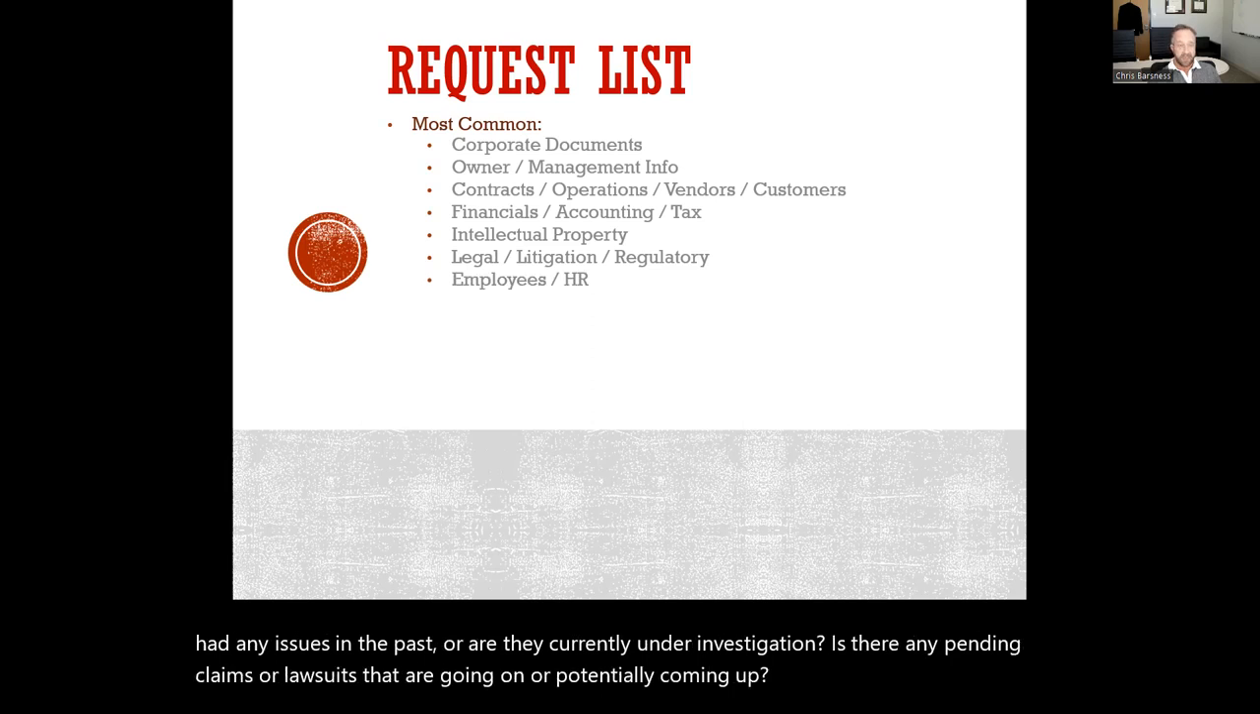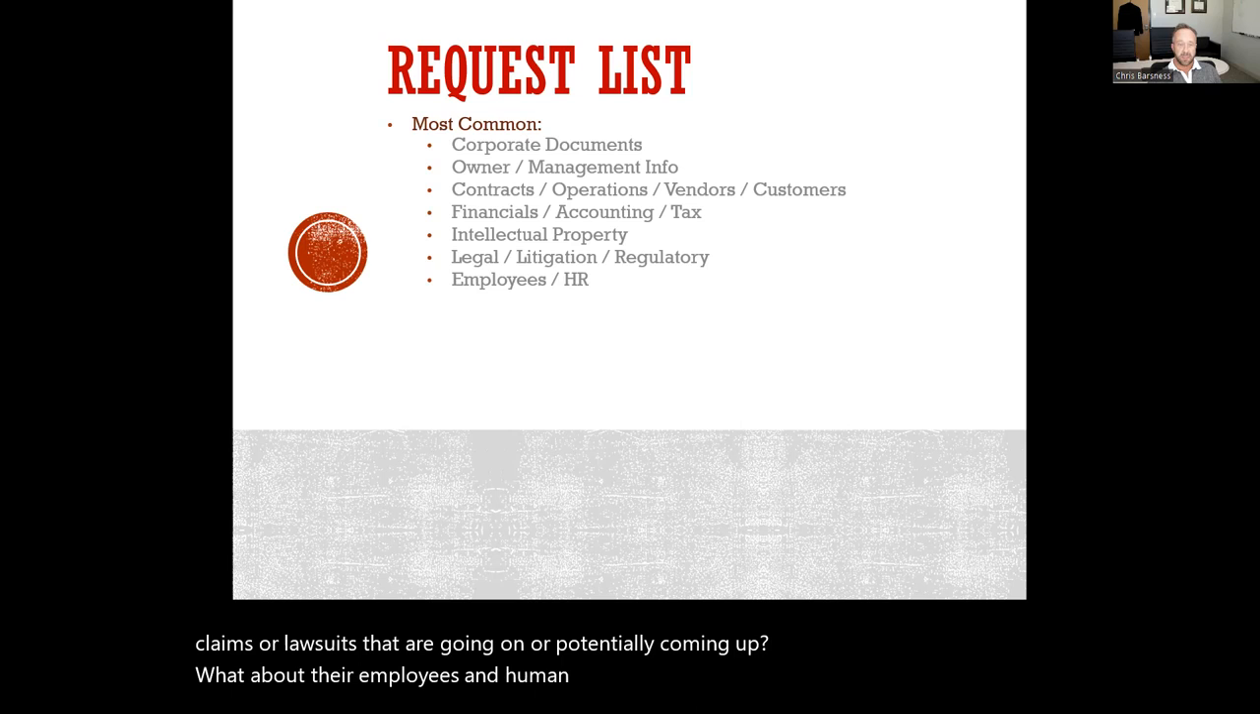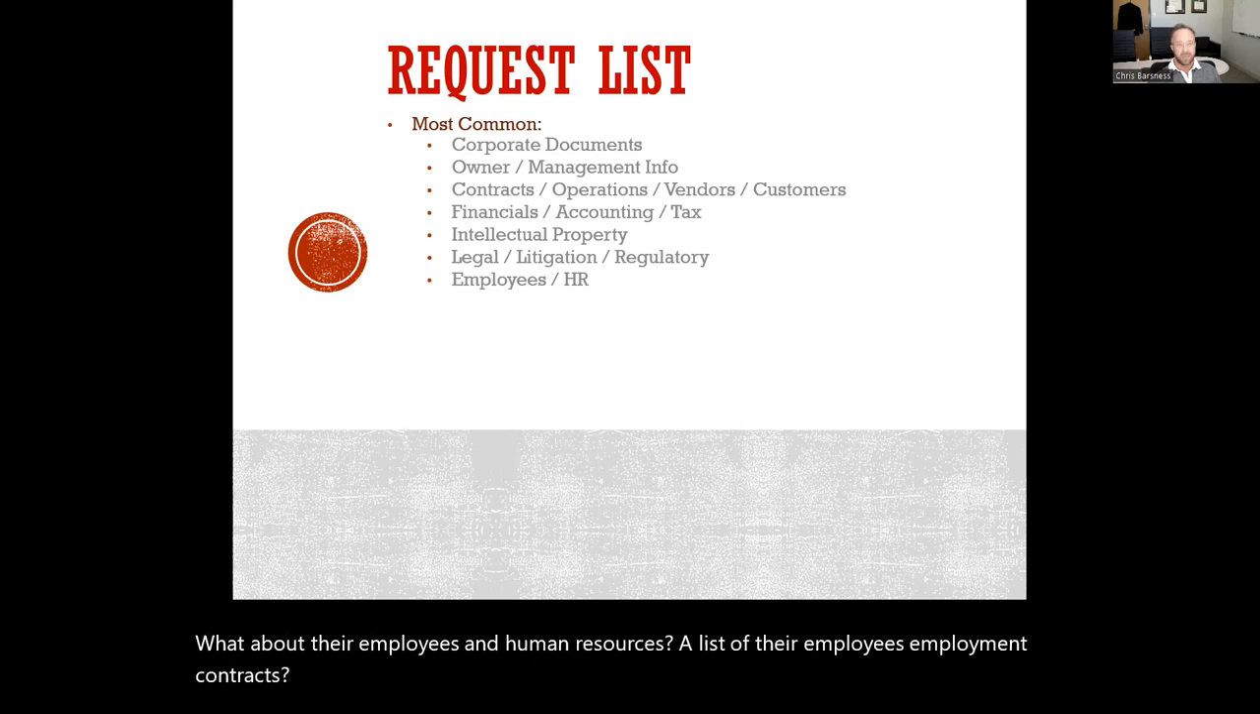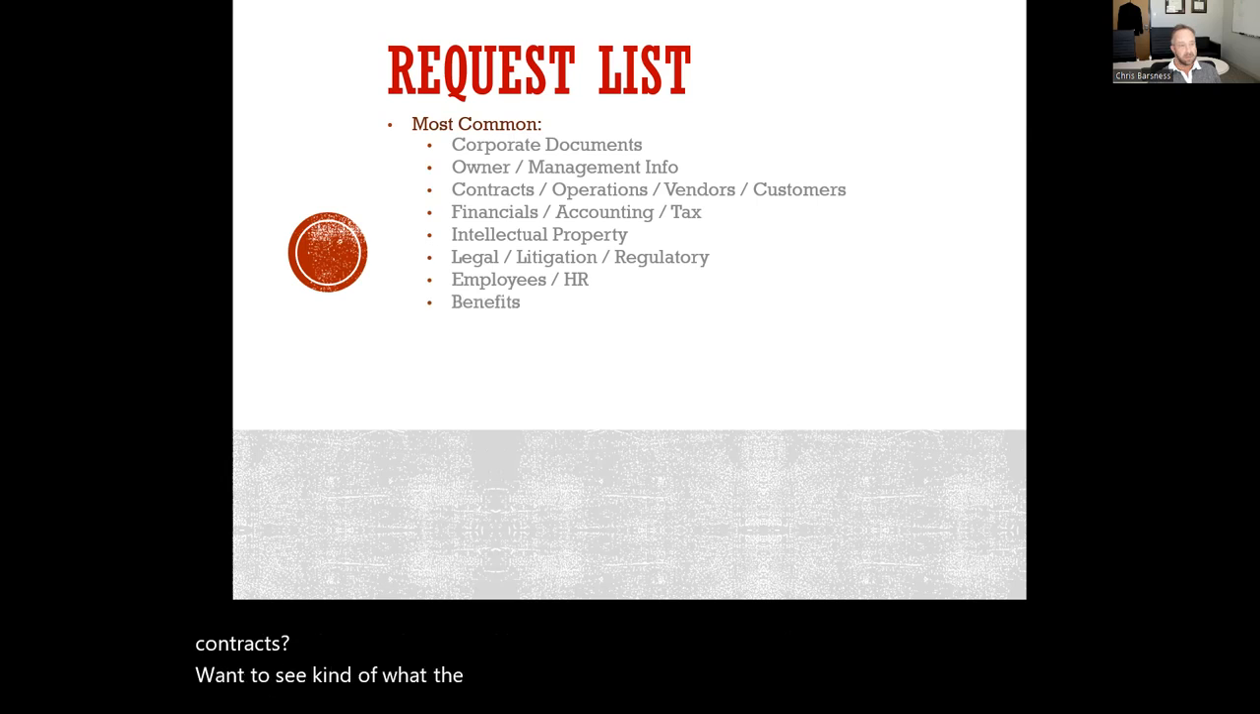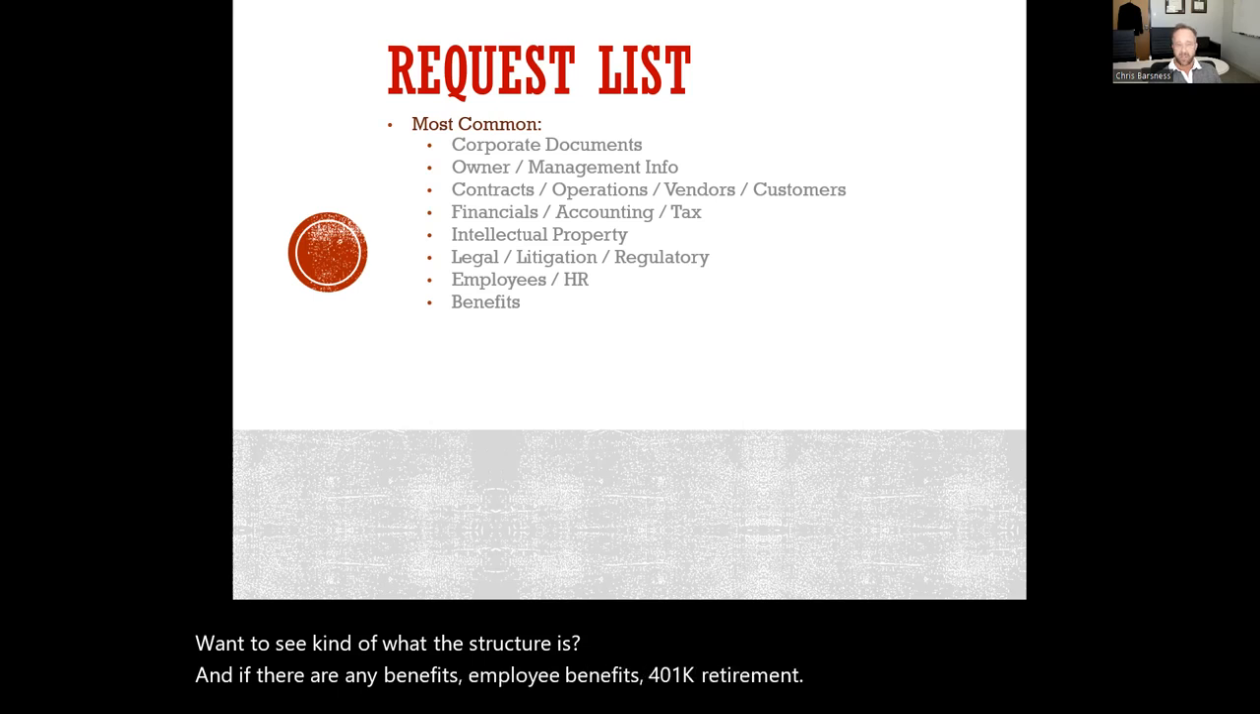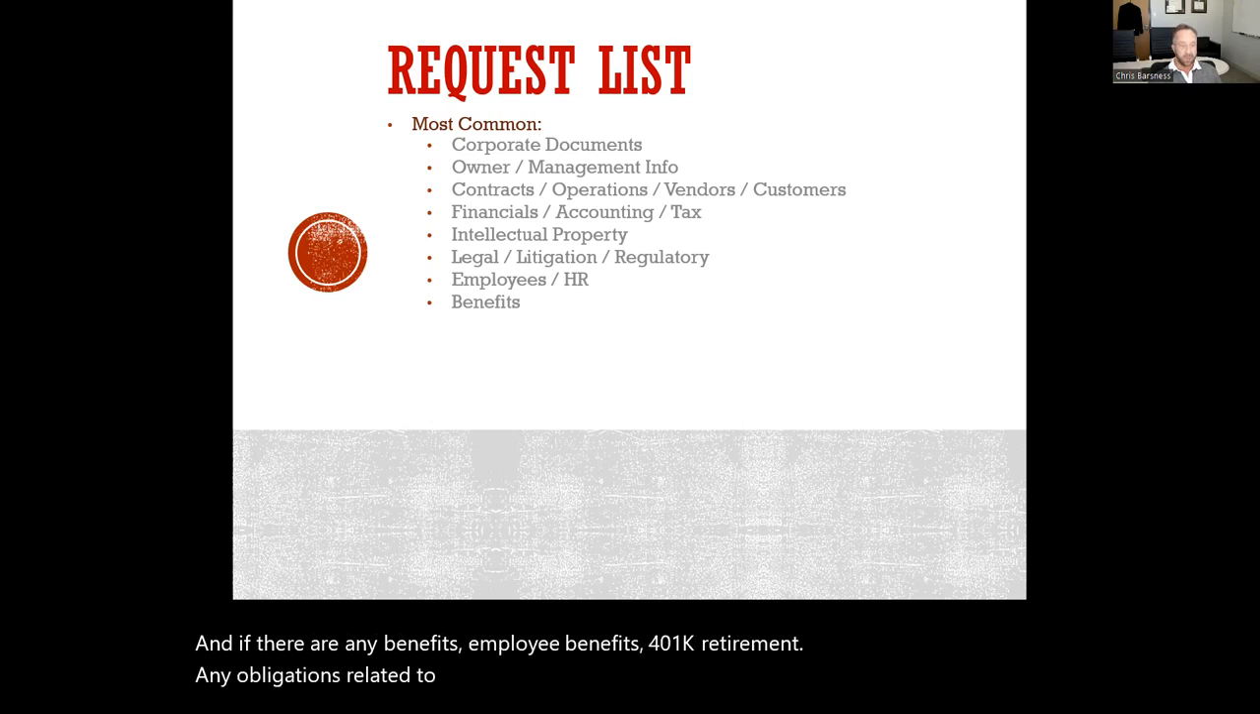What about their employees and human resources? A list of their employees, employment contracts. Want to see kind of what the structure is. And if there are any employee benefits, 401k, retirement, any obligations related to those, you want to look into.